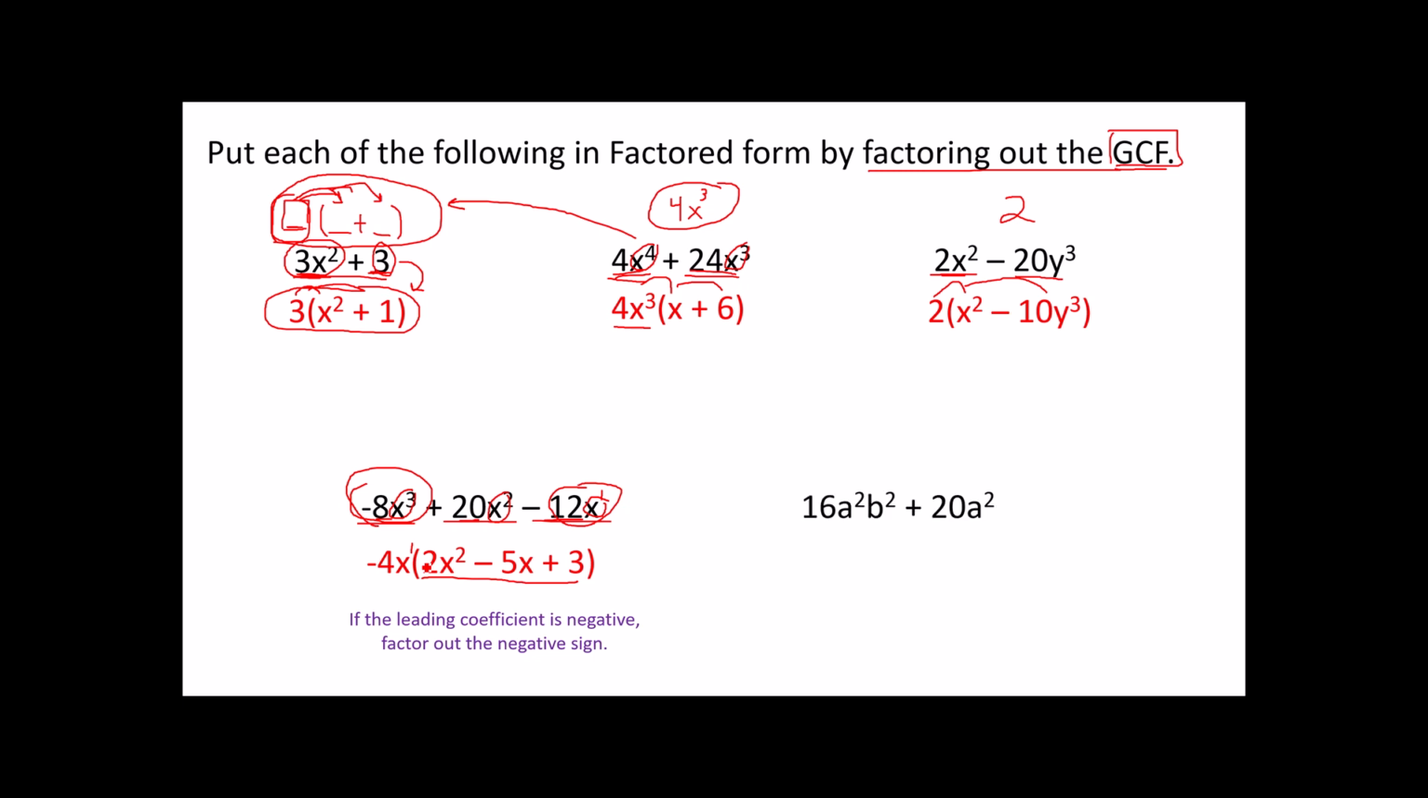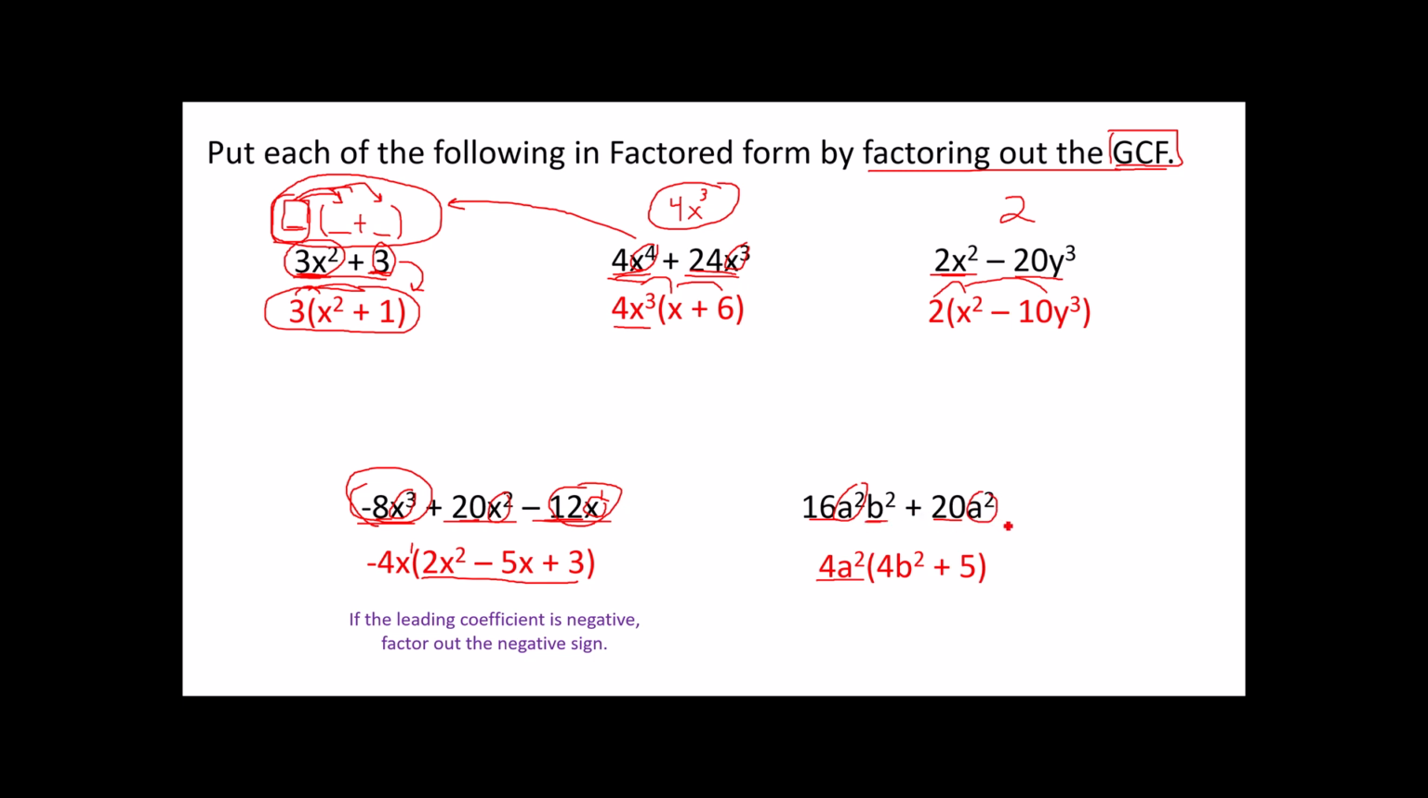Here's one more. Can you think about what these have in common? If you're not sure yet, go ahead and pause the video. I'm going to keep going. They both have 4a squared. 4 is the largest number that goes into 16 and 20. They both have a squared, so I can pull that out.